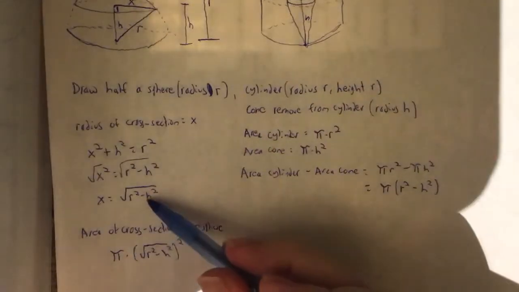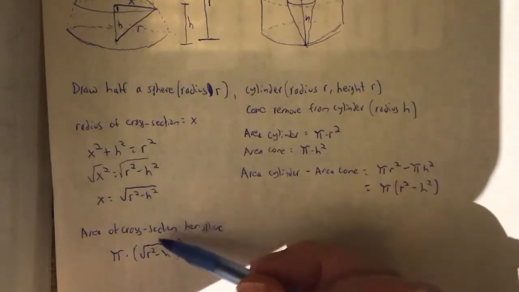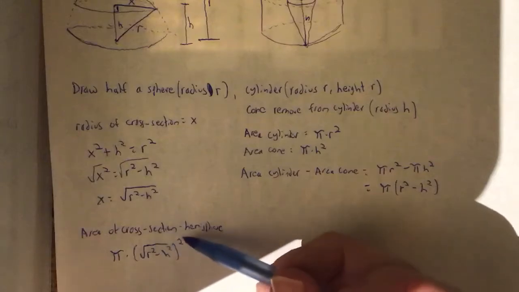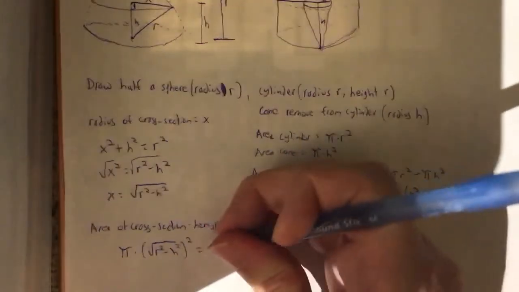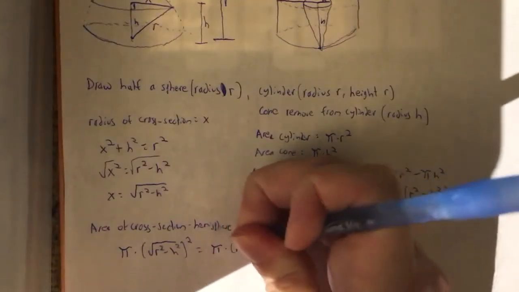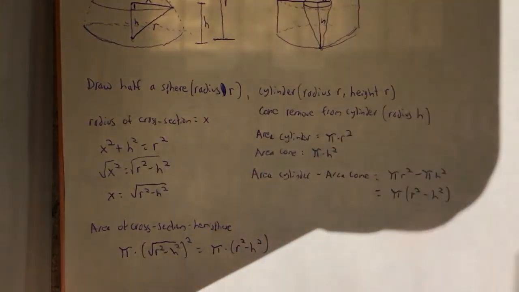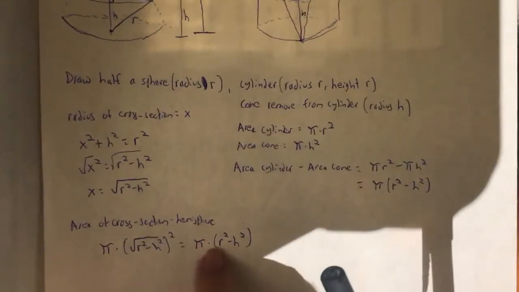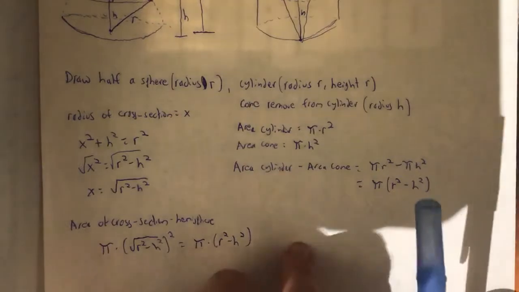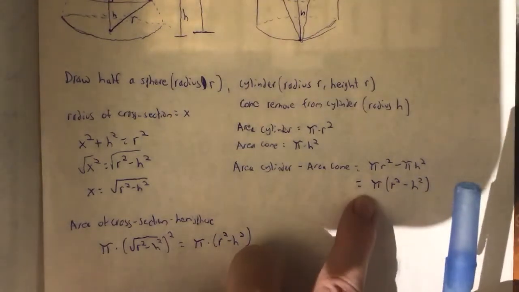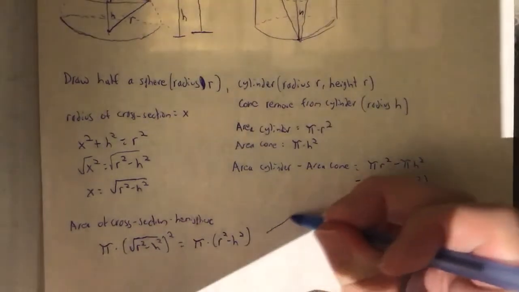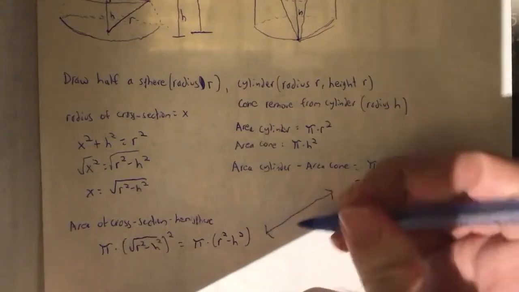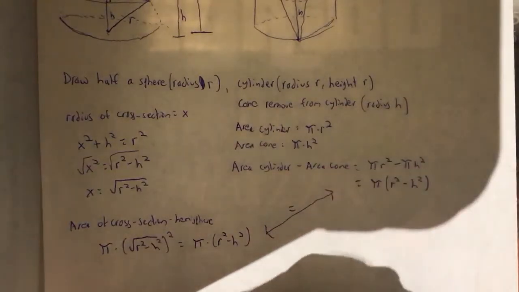So pi times this piece squared. When I square a square root, the square root just goes away, so I'm just left with pi times r squared minus h squared. So now you see that the area of the cross section of the hemisphere equals the area of the cylinder minus the area of the cone. So these two are equal.